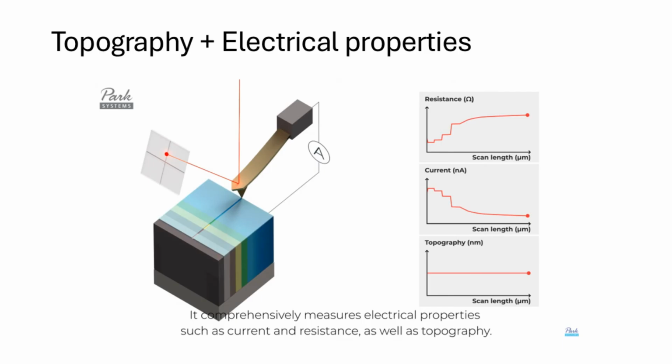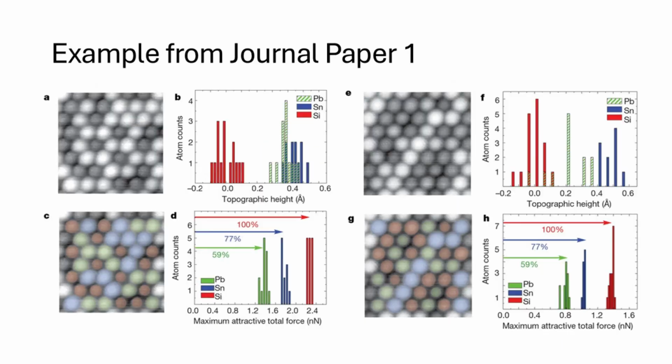While this diagram shows how topography plus electrical properties can be combined together. We can combine them by adding, for example, a meter over the cantilever and the ground. So at the same time it detects the topography, it also detects the electrical properties of the material.